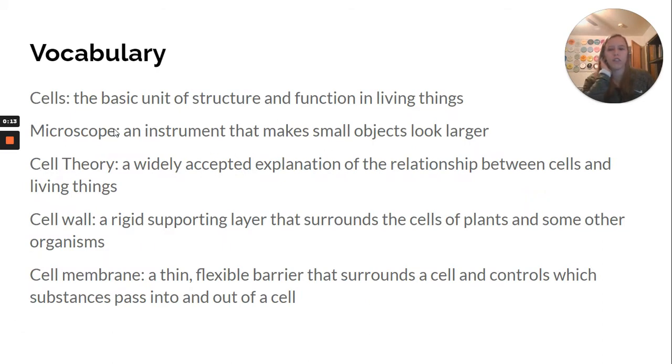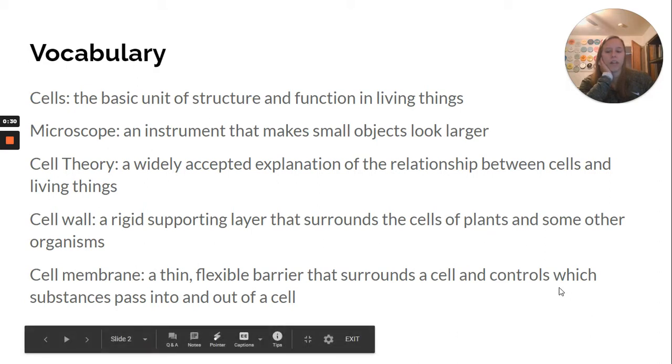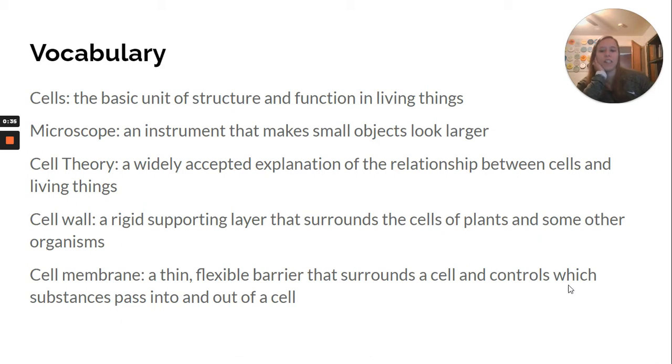Cells are the basic unit of structure and function in living things. Microscope is an instrument that makes small objects look larger. Cell theory, a widely accepted explanation of the relationship between cells and living things. Cell wall is a rigid supporting layer that surrounds the cells of plants and some other organisms. Cell membrane is a thin, flexible barrier that surrounds a cell and controls which substances pass into and out of a cell.